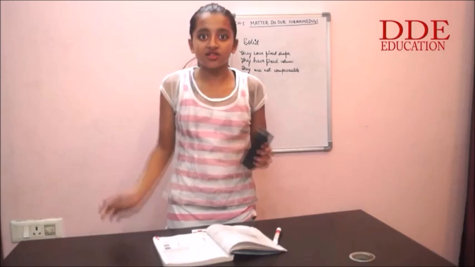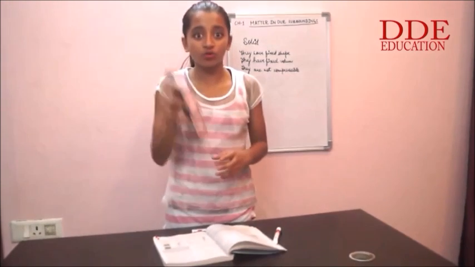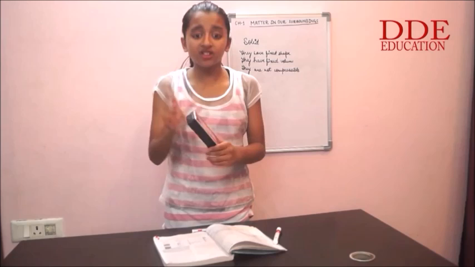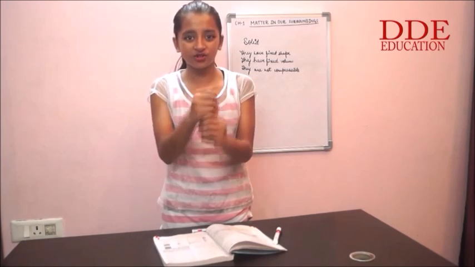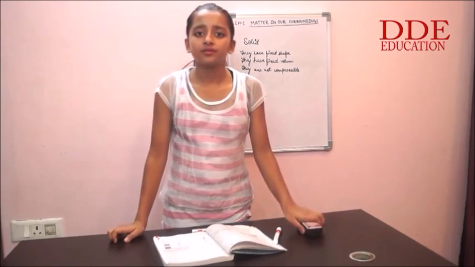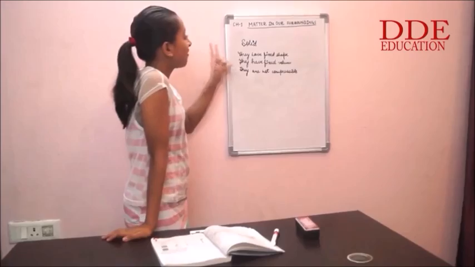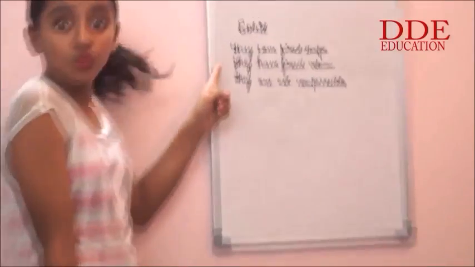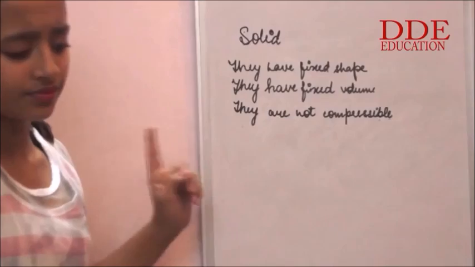Now take only the example of a table. You put this duster inside a bottle with a small cap. You won't be able to put it inside because it's not compressible. You cannot compress it or press it inside. Okay, so we have discussed the three properties of solid. One is they have fixed shape, fixed volume, and they are not compressible.